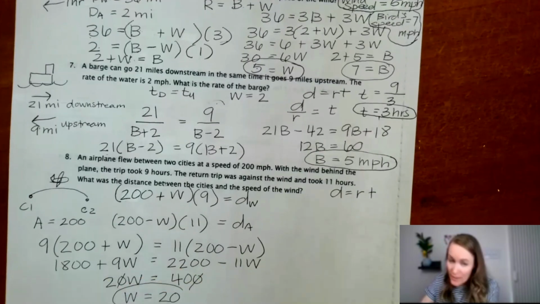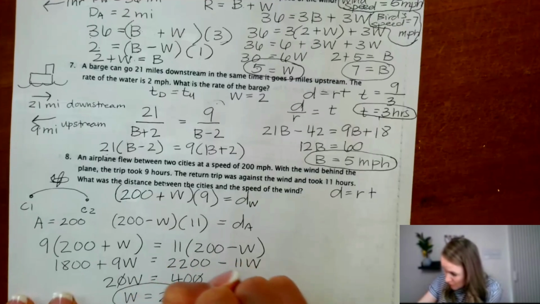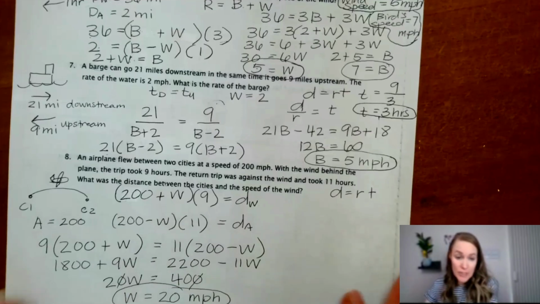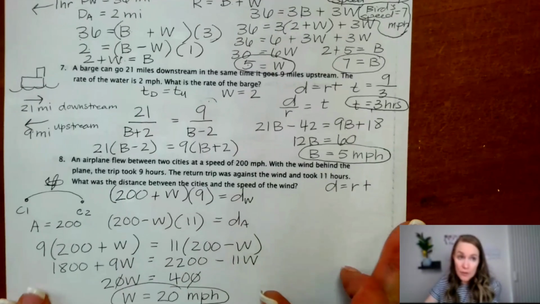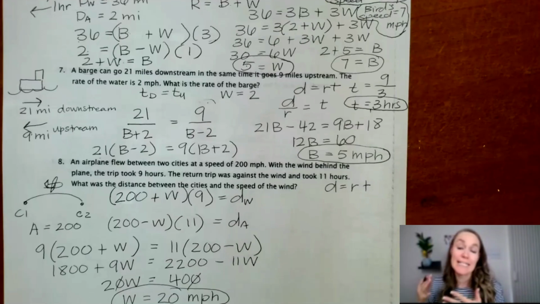So the wind speed is 20 miles per hour. Make sure you include your units so that your teacher or your homeschool teacher understands what this 20 is. Is it $20? Is it 20 inches? Is it 20 miles? No, it's 20 miles per hour. It is a rate.